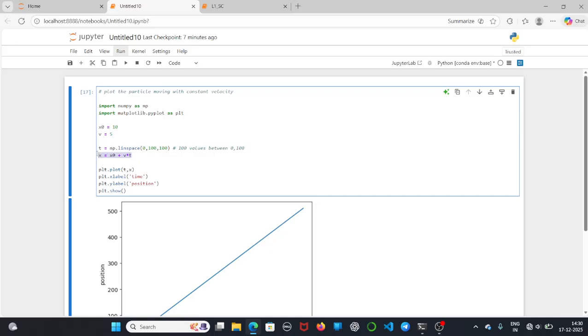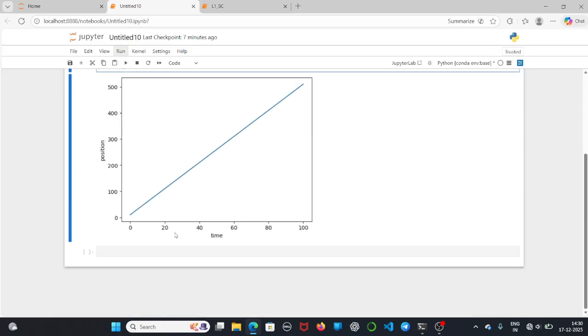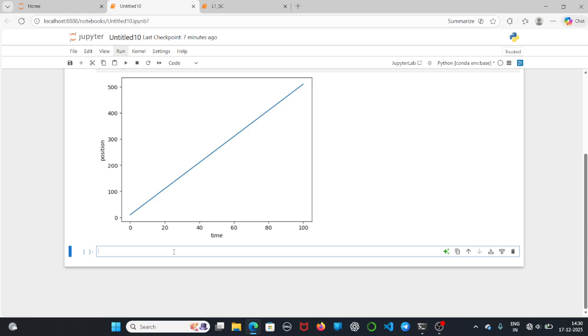We are plotting this function, right? So now we are going to draw a graph of a particle under constant acceleration.